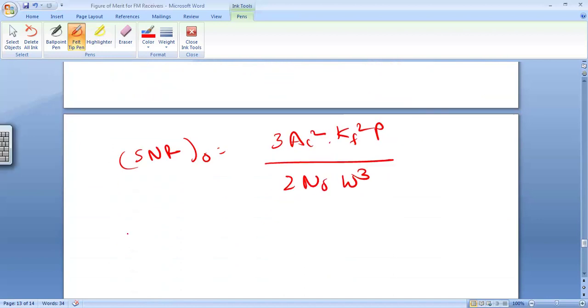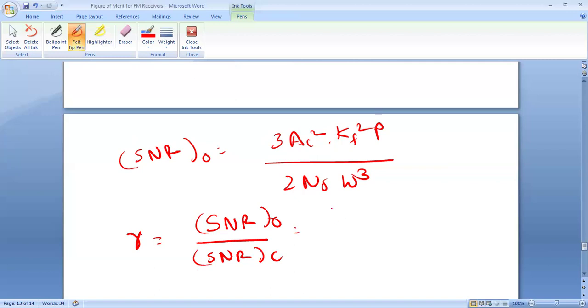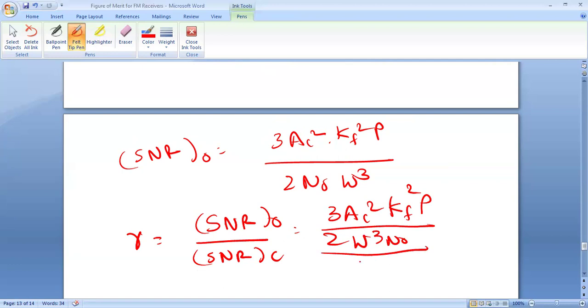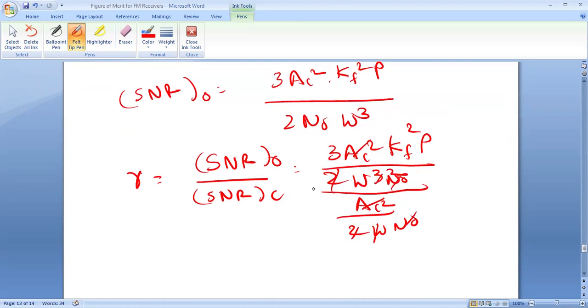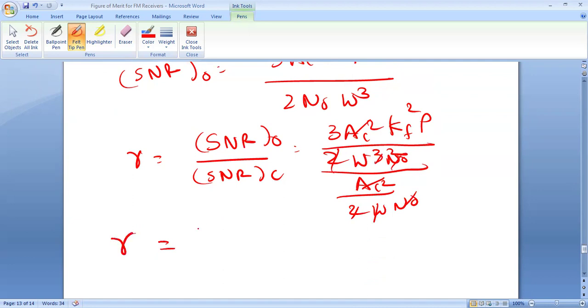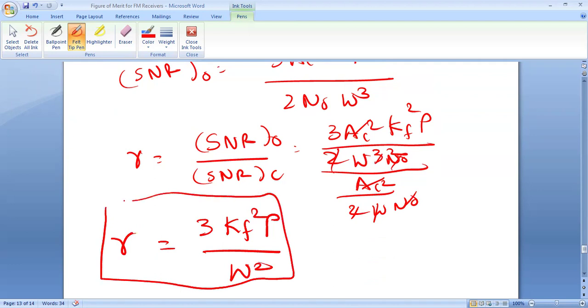Now what is required? We want to estimate gamma, the figure of merit, which equals the signal to noise ratio at the output by the signal to noise ratio at the input of the receiver. So 3 A_C squared K_F squared P by 2 W cubed N naught divided by A_C squared by 2 W N naught. A_C squared cancels, 2 cancels, N naught cancels, and this W cubed becomes W squared. Thus, the figure of merit for FM is given as 3 into K_F squared P by W squared. This is the expression for the figure of merit in FM.